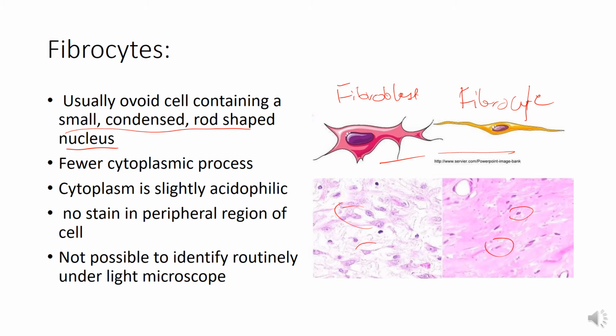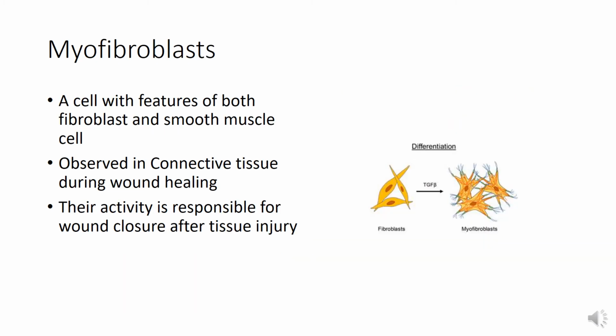No stain in the peripheral region of the cell, and they are not possible to identify routinely under the light microscope. So myofibroblasts are the cells with features of both fibroblasts and smooth muscle cells, and they are observed in connective tissue during wound healing. You can see here, these are the fibroblasts and these are the myofibroblasts with the properties of smooth muscles, that is, they have actin and myosin filaments, and their activity is responsible for wound closure after tissue injury.